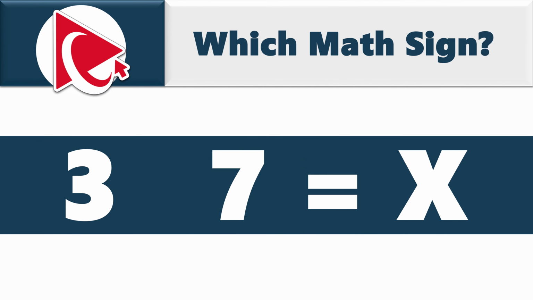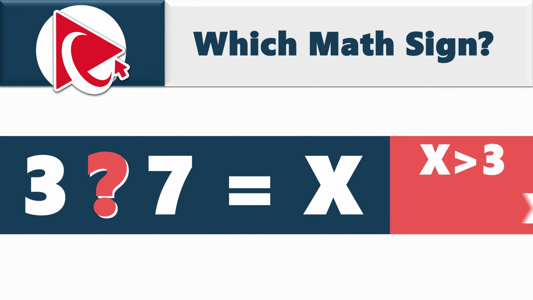Your mission in this adventure is to find a special symbol to put between 3 and 7. This magical symbol should make a number that is more than 3 but less than 7.